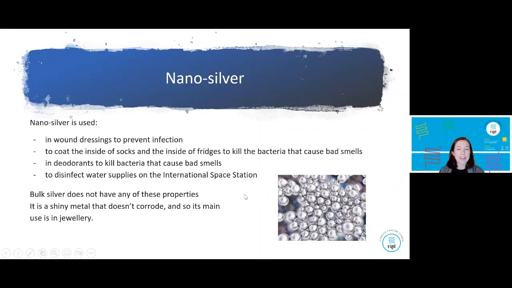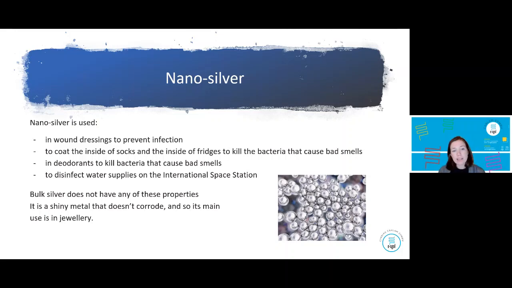So more on nanoparticles of silver, or nanosilver particles. Nanosilver is used in wound dressings to prevent infection, to coat the inside of socks and the inside of fridges to kill the bacteria that cause bad smells. Very, very useful. In deodorants to kill bacteria that cause bad smells. So again, silver nanoparticles in deodorants. We use deodorants under our arms and so on, and that will prevent that bacteria growing there. And to disinfect water supplies on the International Space Station. So very important use there as well.